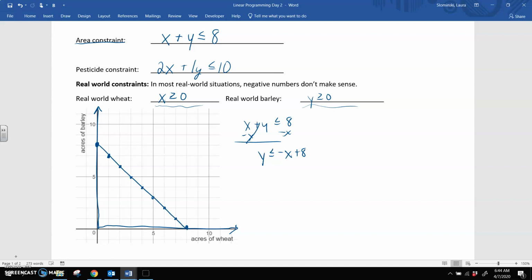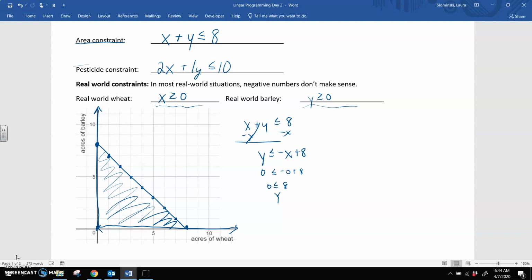And now we're back to graphing inequalities. We can use a test point. I'm going to use 0, 0. Is 0 less than or equal to negative 0 plus 8? Is 0 less than or equal to 8? Yes, which means from here, I would shade down here. So if this was all my restrictions, I would just be restricted to that triangle.